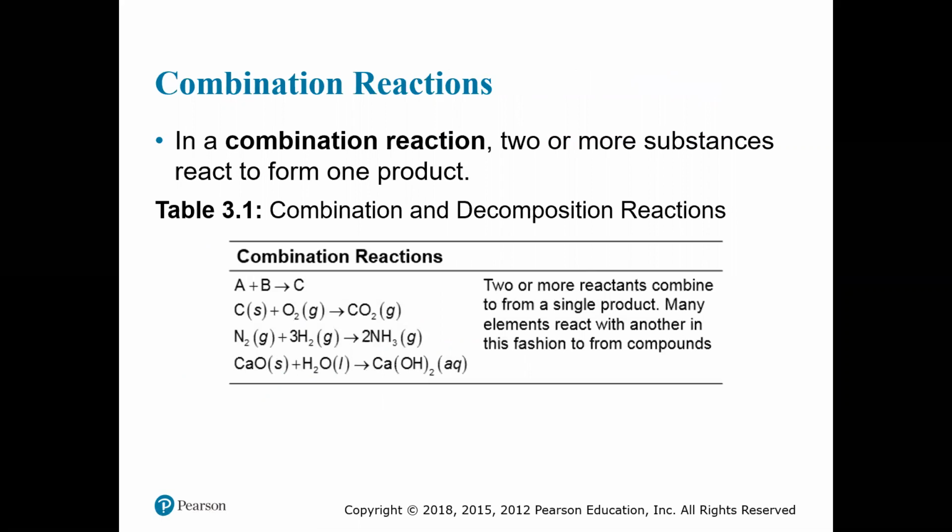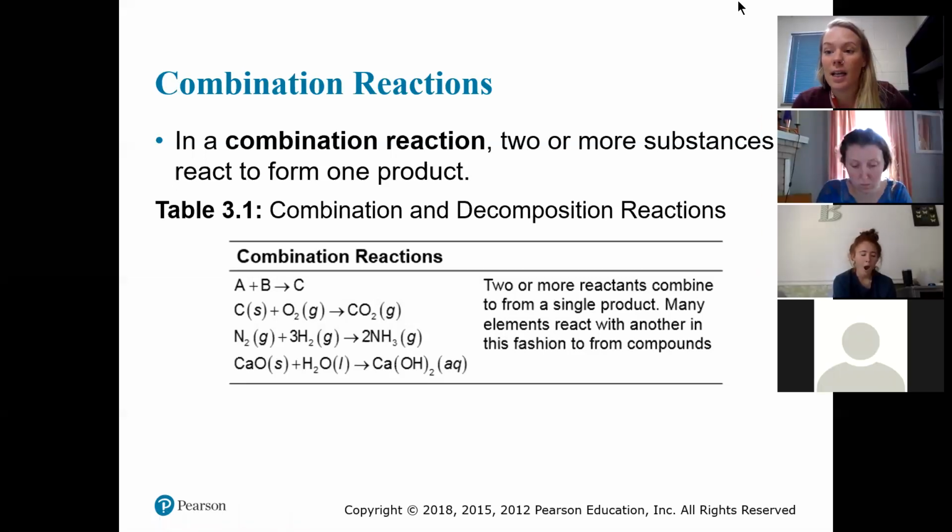So when we're looking at a combination reaction, you kind of think of this in the sense of dating. In a combination reaction, we have two substances and they come together to form one product. So they start dating. Usually the generic formula for this is going to be A plus B gives us C.